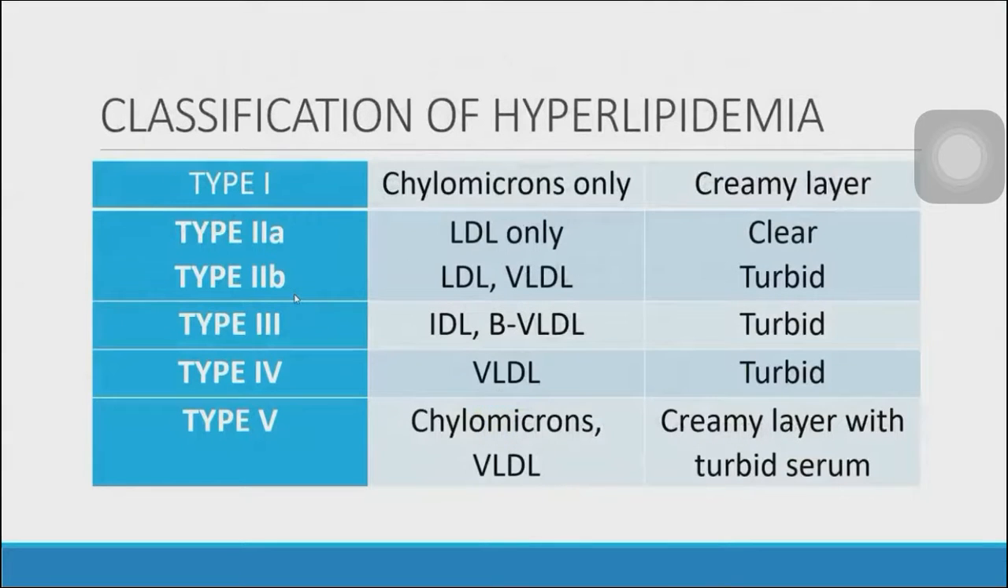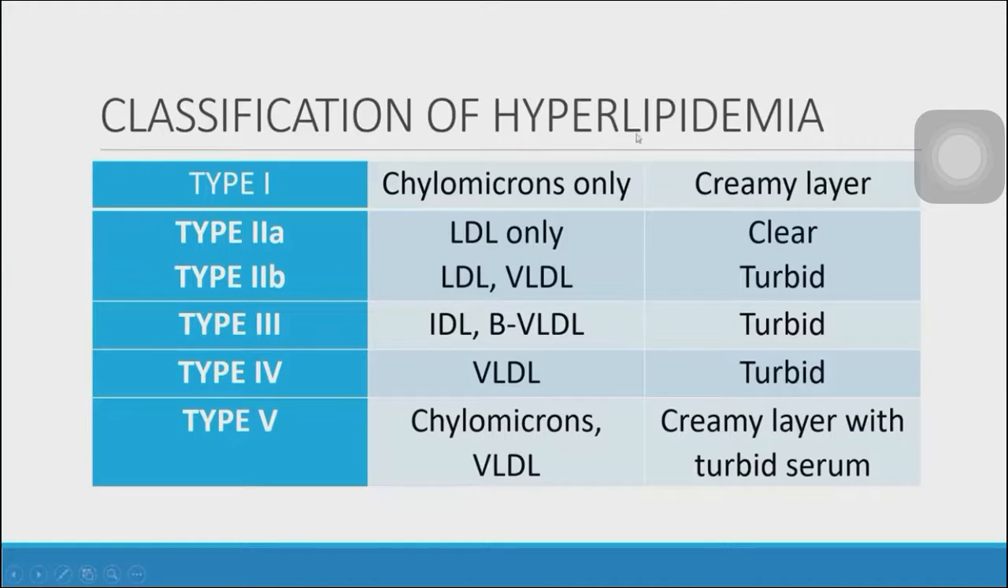Okay, next. Again, recap lang tayo with the classification of hyperlipidemia according to Fredrickson. So again, there are 5 types. Okay, so here may serum appearance as well as kung ano yung mga lipoproteins na present sa sample kada type. So for type 1, it contains chylomicron only. So yung serum appearance niya is may production of creamy layer.